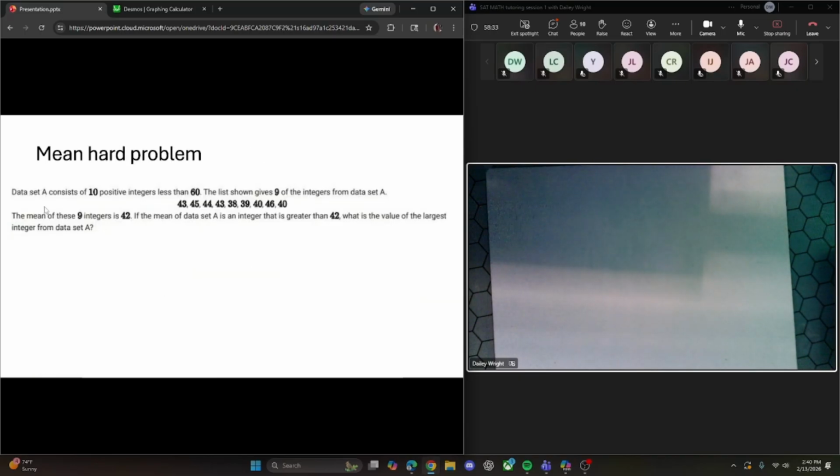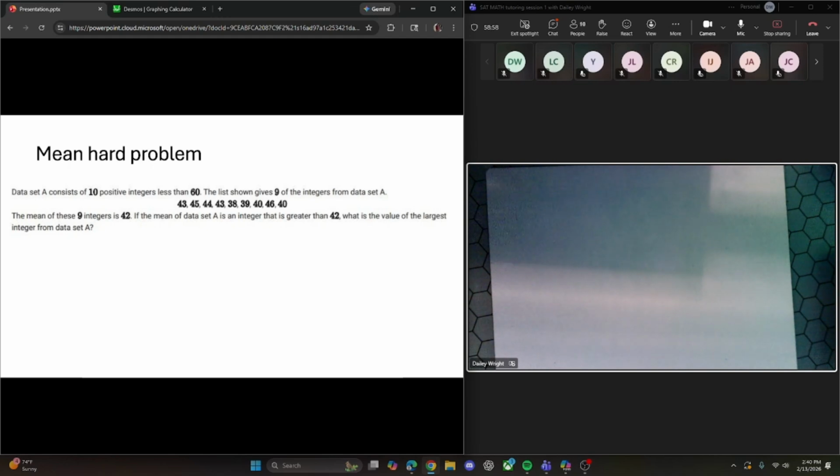Next. Dataset A consists of 10 positive integers less than 60. The list shown gives 9 of the integers from dataset A. The mean of these 9 integers is 42. If the mean of dataset A is an integer that is greater than 42, what is the value of the largest integer from dataset A? This is a really hard equation.